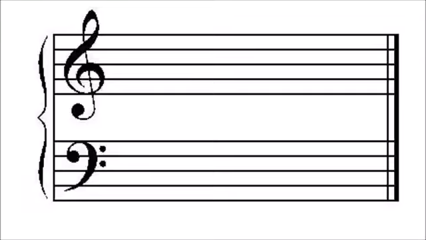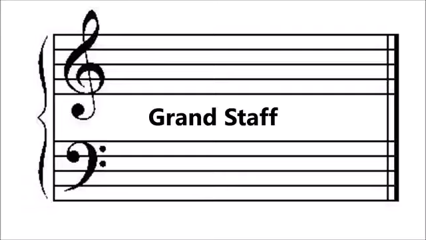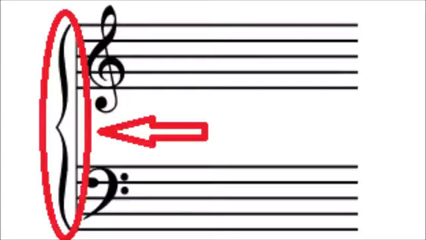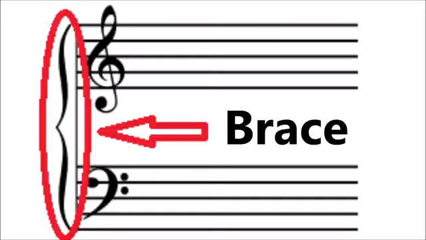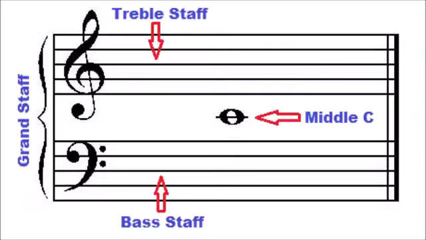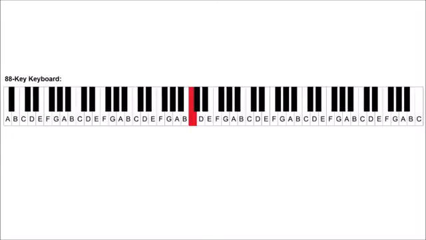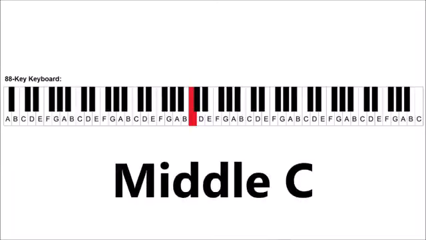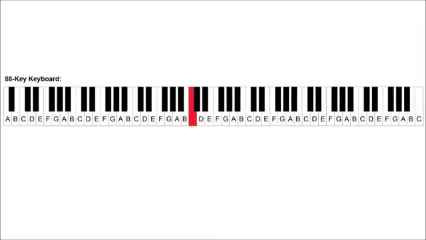The treble and bass clefs are often combined to create a grand staff. A perpendicular line and bracket, called a brace, is used to join the two staves, plural for staff, together. The note in the center of the grand staff on a ledger line is middle C. On piano, middle C is the centermost C. It is near the middle of the keyboard.